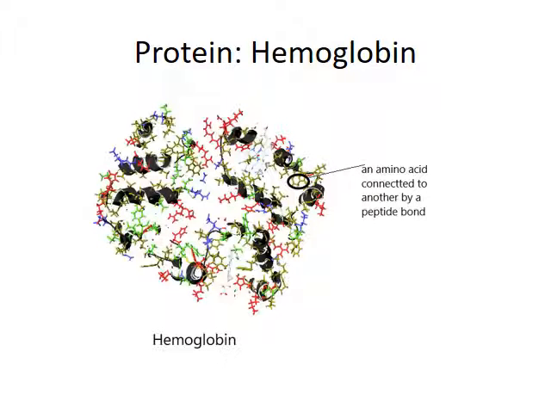Okay, for proteins, this protein is hemoglobin. There's thousands of different proteins, but here you can see the red and the blue, the greens. These all are amino acids. So this giant molecule here is made of a building block called amino acids, and amino acids are held together by a bond called the peptide bond.